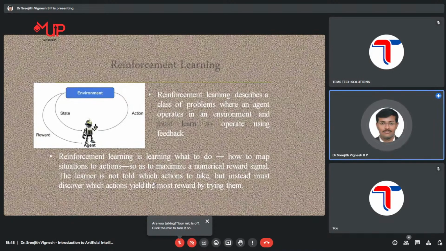Once we do something, we have to collect feedback, and if the feedback is bad, we have to work on that. If the feedback is good, we have to proceed with that factor, and we have to find a solution.